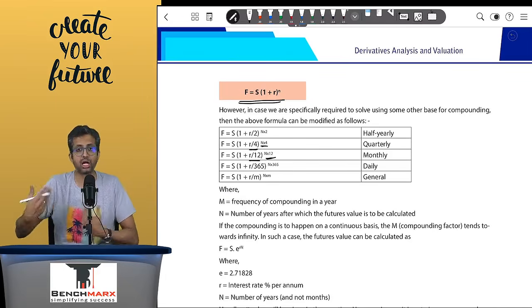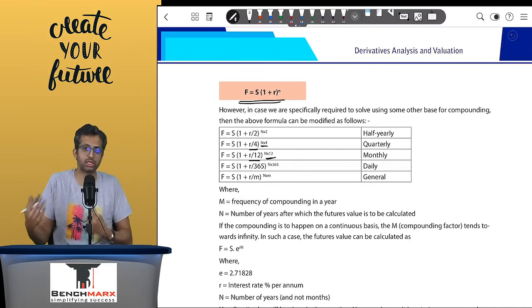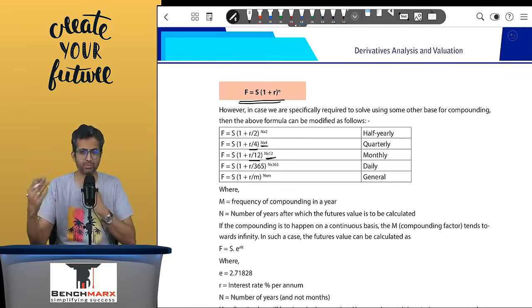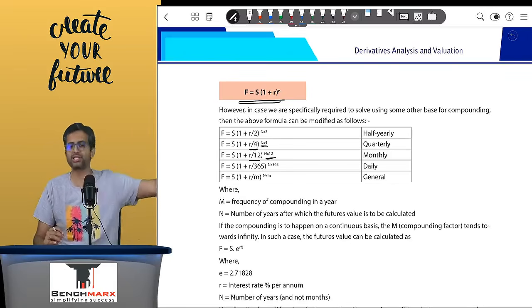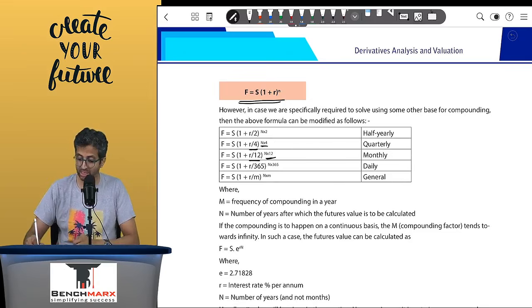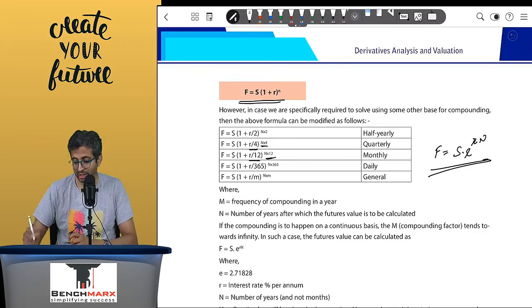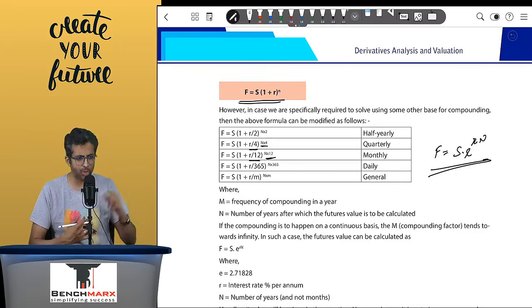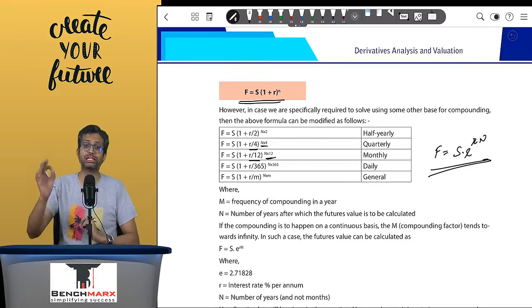However, if it is continuous, your time interval is very difficult to quantify, and as a result, we use some principles of limits and tendencies that you might have studied in earlier mathematical days, and we come to a summarized formula which is F is equal to S into e raised to Rn. This is to be done if and only if the question tells you that there is a continuous compounding, or it gives you an e raised to some value in the question.